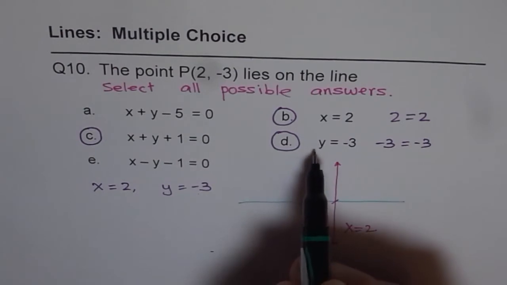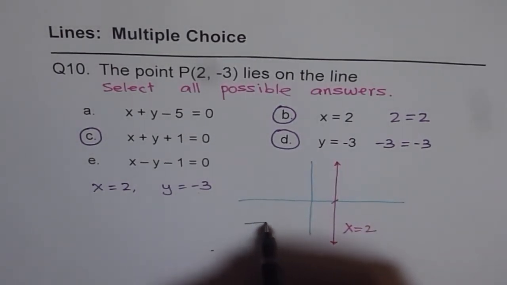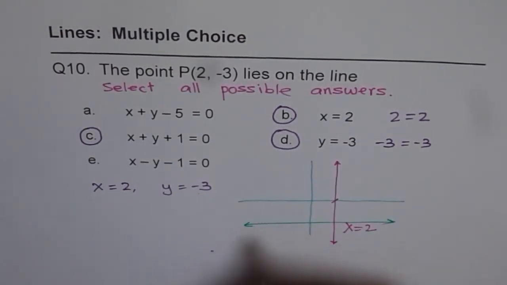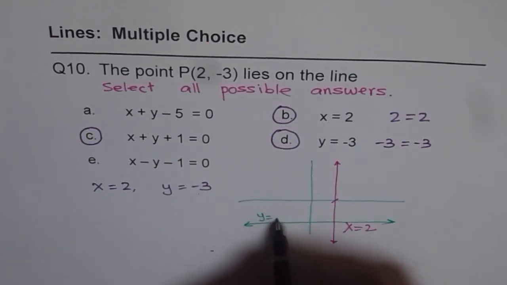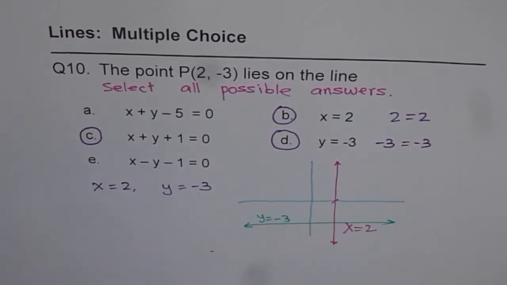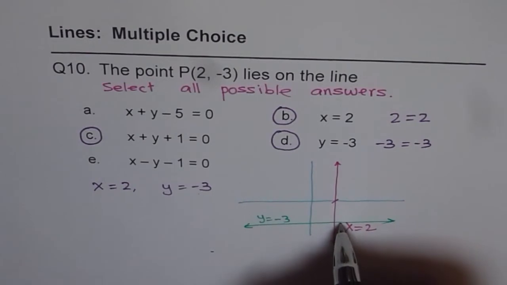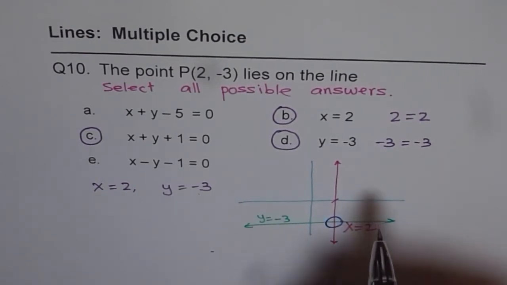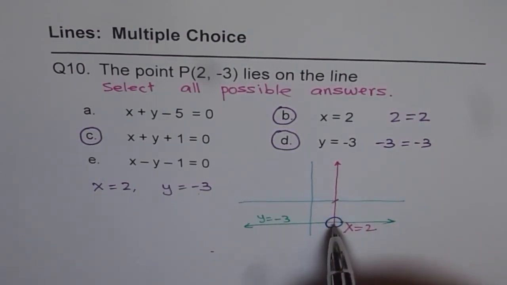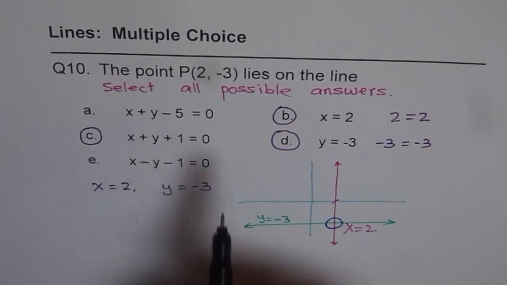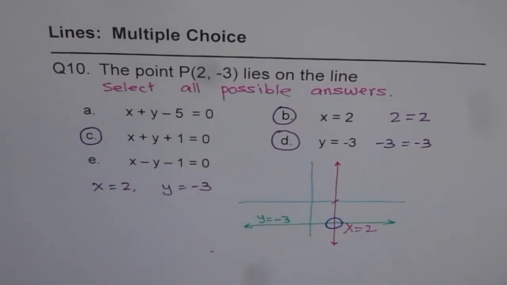Now when I say y equals -3, then basically I'm saying this is the horizontal line, which is y equals -3. And now you see that this point is my point, which is (2, -3). It lies on both these lines. Do you see that?